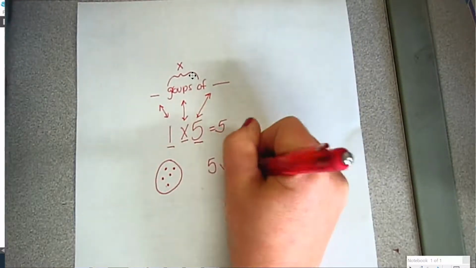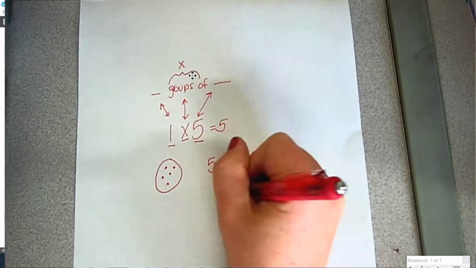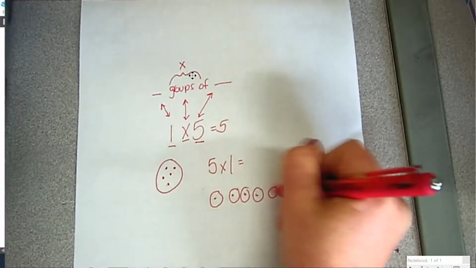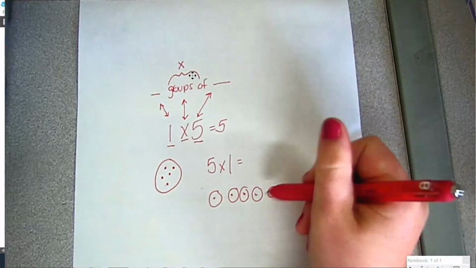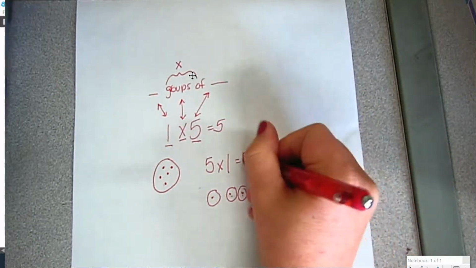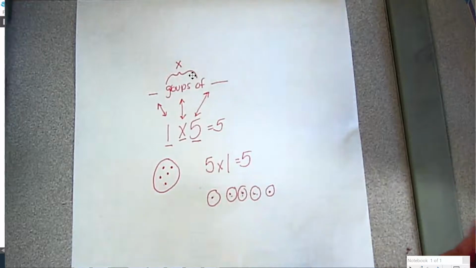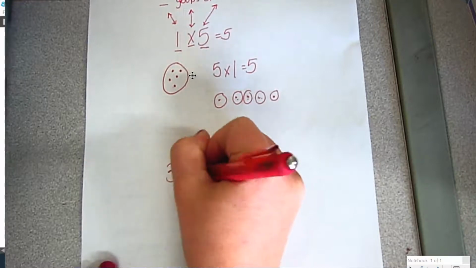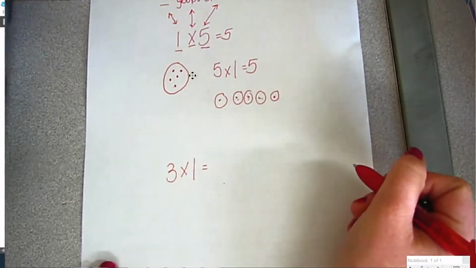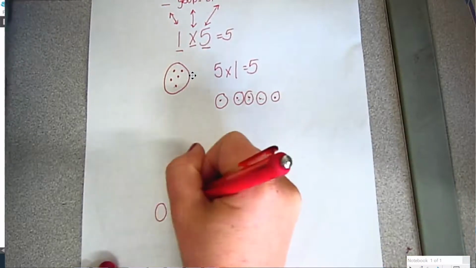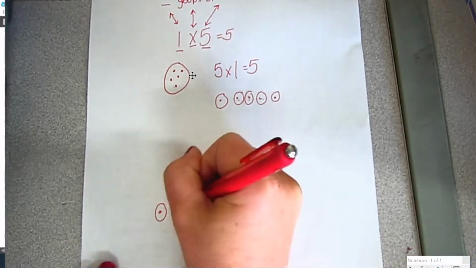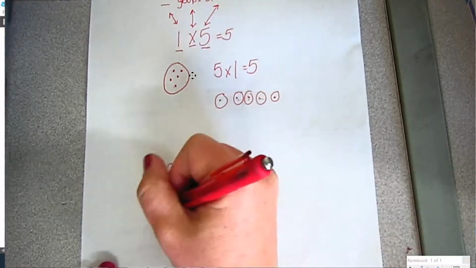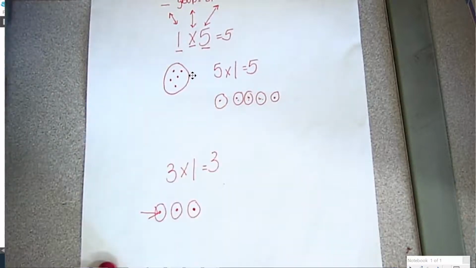If I had 5 times 1, that means I would have 5 groups with 1 in each. So that would be 1, 2, 3, 4, 5. Let's keep going. What if I had 3 times 1? That would mean I'd have 3 groups of 1. So it would equal 3 because we're always trying to find the number inside.